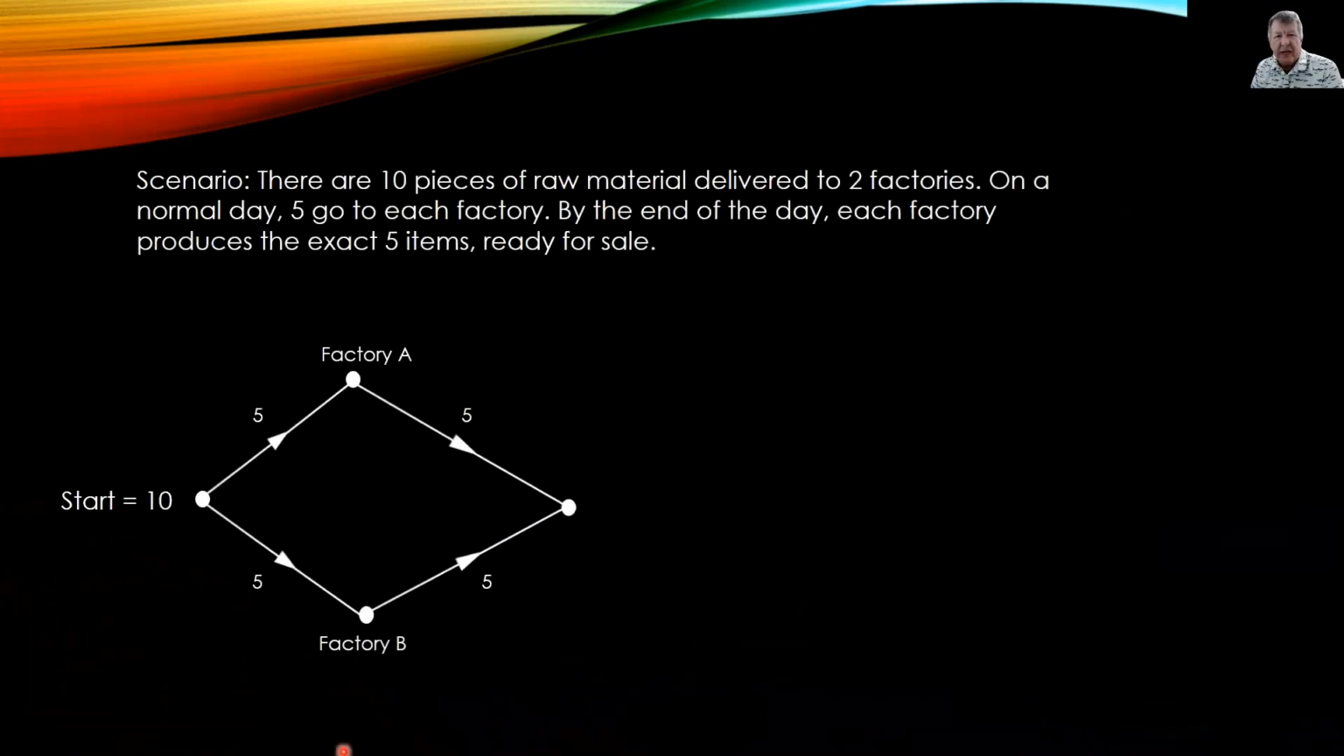All right, let's start off with a scenario, a bit of background. As you can see here, there are 10 pieces of raw material delivered to 2 factories. On a normal day, 5 go to each factory. By the end of the day, each factory produces 5 items ready for sale. So we can show that on a network diagram. If we start with 10 pieces here, 5 go off to factory A, 5 go off to factory B, factory A makes 5, factory B makes 5, and then at the end of it, 10 pieces come back out, which is perfect.